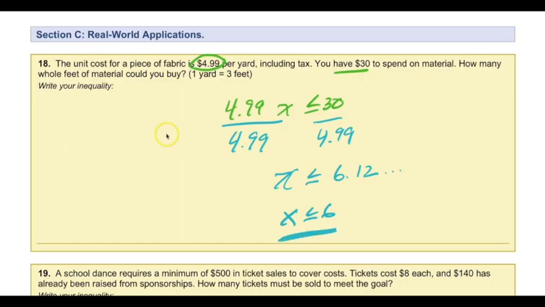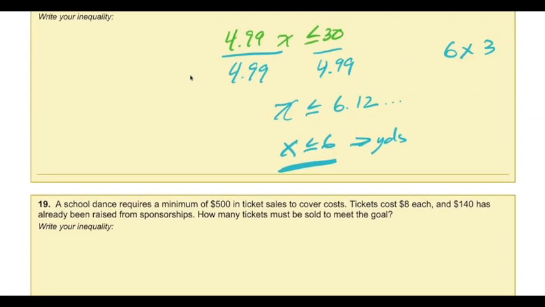Now it wants how many whole feet we could buy. This is in yards. So 6 times 3 feet a yard. Whoops, sorry about that. Is 18. So 18 feet. You can buy 18 feet of fabric.